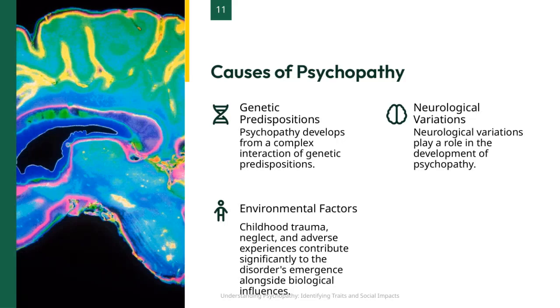When we look at the causes of psychopathy, it's important to understand that there isn't just one single factor. First, genetic predispositions play a crucial role. Psychopathy tends to develop from a complex mix of inherited traits that influence behavior and personality. Then, there are neurological variations. Differences in brain structure and function can affect emotional processing and impulse control, which are often seen in psychopathic individuals. Lastly, environmental factors are key. Childhood experiences like trauma, neglect, or other adverse events can significantly contribute to the development of psychopathy, especially when combined with biological vulnerabilities. So, it's really this interaction between genetics, brain biology, and life experiences that shapes the disorder.